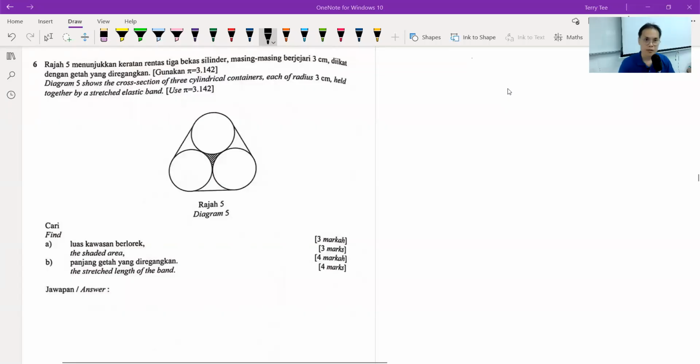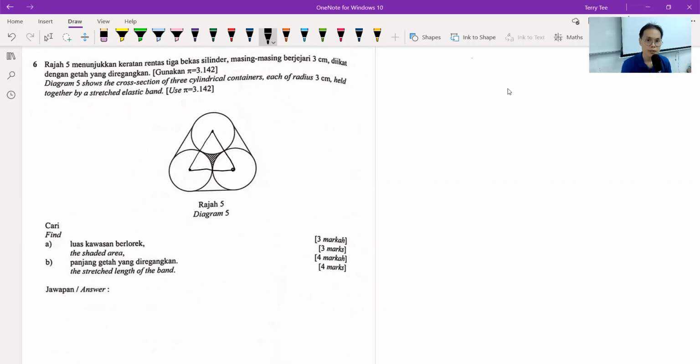Okay, question number 6, we have a diagram that shows a cross-section of 3 cylindrical containers, each of radius 3 cm, held together by a stretched elastic band. So we are supposed to find the area of the shaded region. Okay, if all these 3 circles touch each other at one point, we can draw a line that connects the centers of the circles together, as you can see.